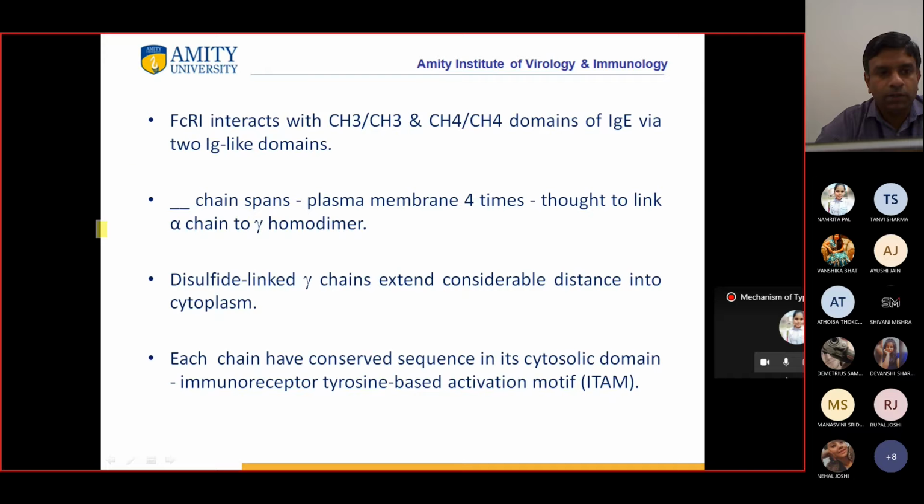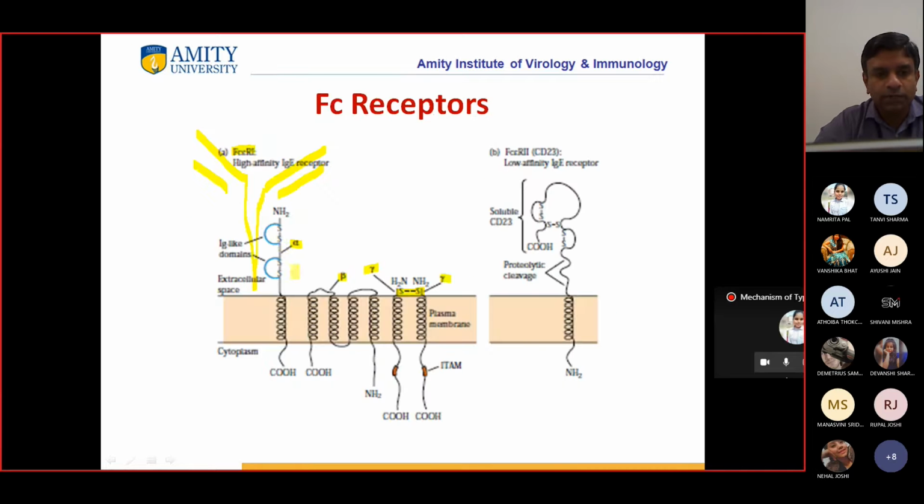Okay, so this is important. FcR1 interacts with CH3 and CH4 domains of IgE via the two Ig like domains. So if you see this structure, as I said, the CH3 domain is here and the CH4 domain here. So these two domains interact with the Ig like domain of the alpha chain. Okay, so when these two interact, then this IgE binds. Okay.